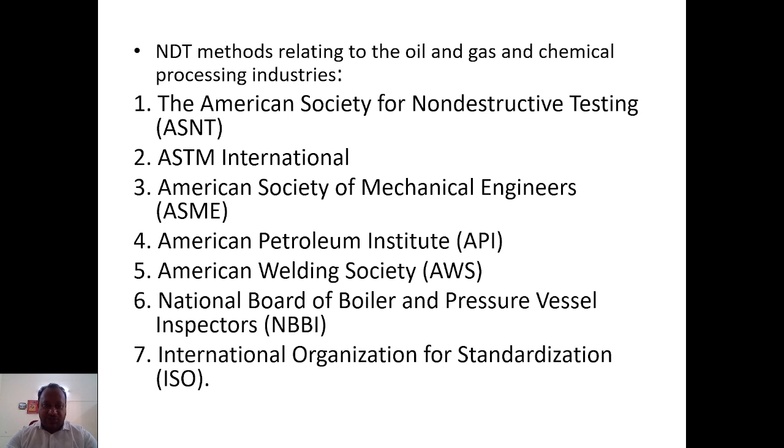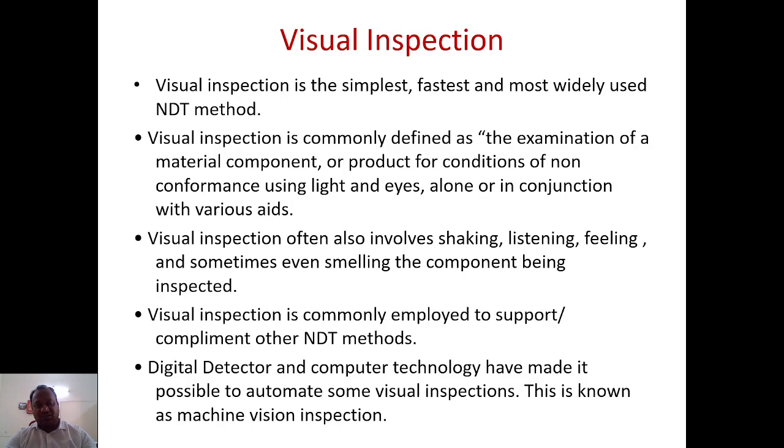In the NDT methods for chemical processing industries, they have given requirements with respect to standards, that is ASNT, ASME, ASTM; all these standards are followed. So what is meant by visual inspection? Visual inspection is the simplest, fastest and most widely used method, where a material or component is examined using light and eyes. By seeing with common human eyes, we can carry out the process.